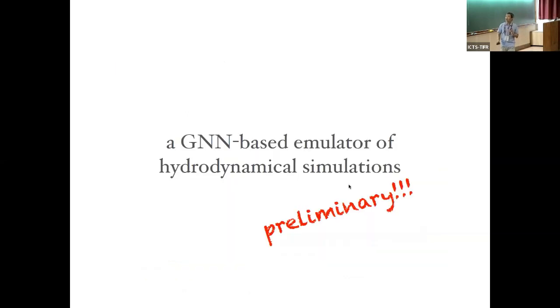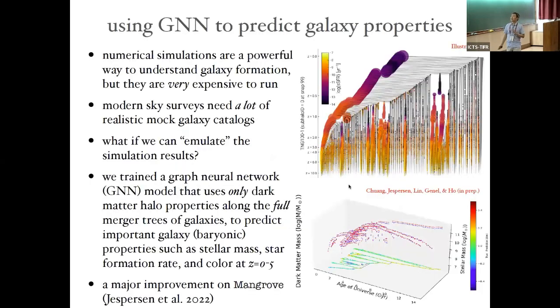So if I may take just a few more minutes, let me show this GNN-based model very quickly. So this is purely a curiosity-driven project. We simply want to know if it's possible to infer the baryonic properties of galaxies purely from the dark matter halo merger trees these galaxies live in. And it turns out it works.